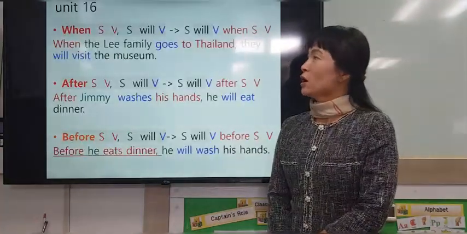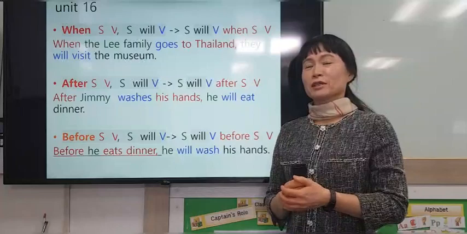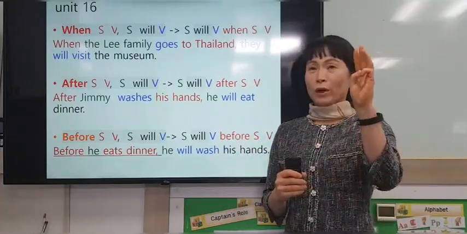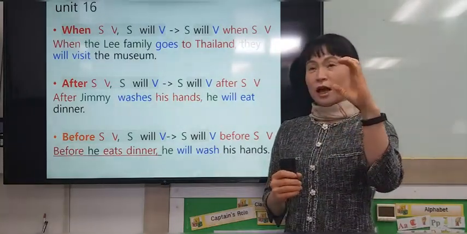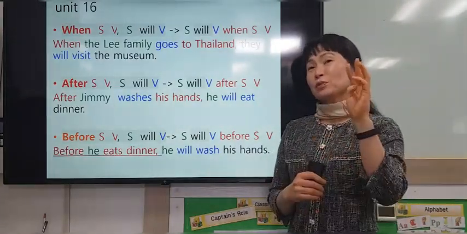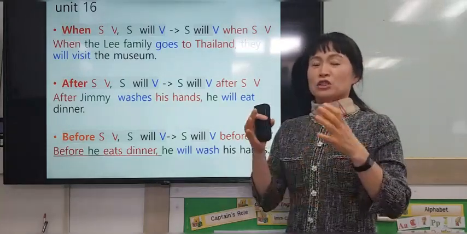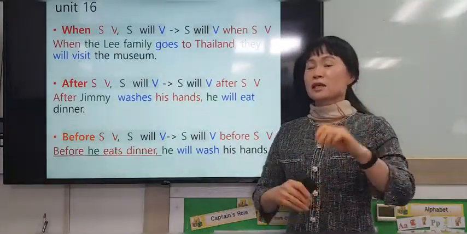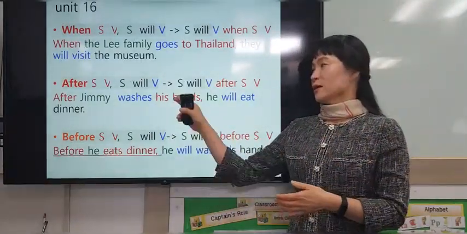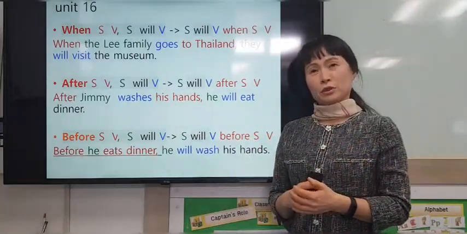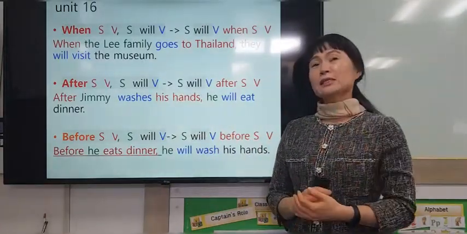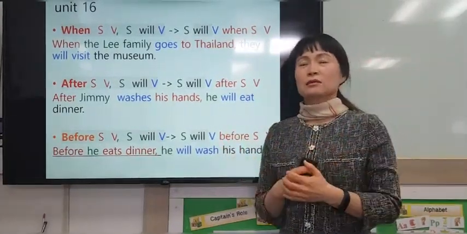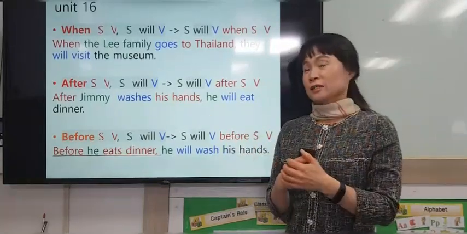So in unit 16, let's learn about clauses. What is a clause? A clause is a sentence in a sentence. So, when clause, after clause, before clause. Okay, when means at that time. 절이라는 개념인데, when은 뭐뭐 할 때라는 개념이에요, right? After means happening later. 자, after 절은 뭔가 뒤에 발생된 거를 말할 때 표현할 수 있고요. And before means happening earlier. 미리 발생한 일을 이야기할 때 before 절을 씁니다.